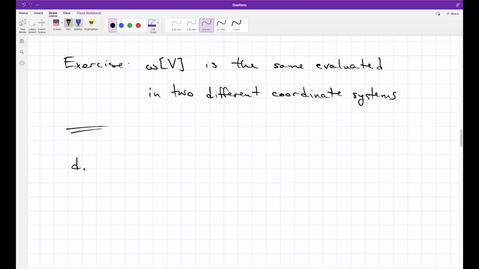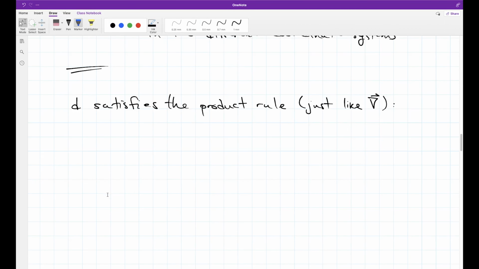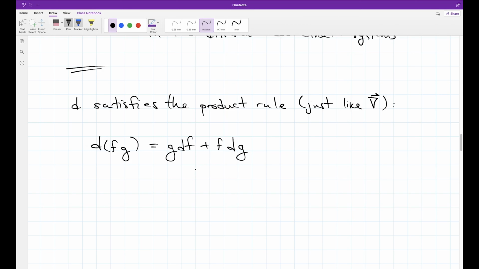There's one other important property that we need to talk about for D, which is that D satisfies the product rule. Again, this is just like the gradient. Okay, so what do I mean by that? Well, d of f times g, if f and g are both functions, is equal to g df plus f dg. We could, of course, go and check that, and it would follow from the fact that partial derivatives themselves respect the product rule, but I'll leave that for you to try if you'd like.